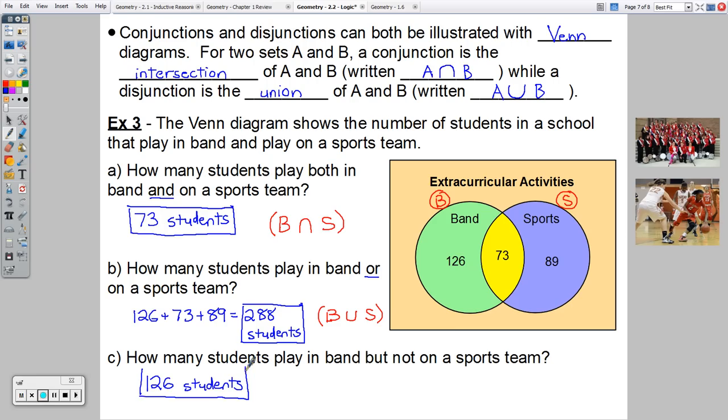And then I'm not going to write this down, but if you took a logic course, this would actually be B intersect not S, is how we would write that. So stuff that's in B, but not in S. But again, that's beyond what we need to know for this lesson.